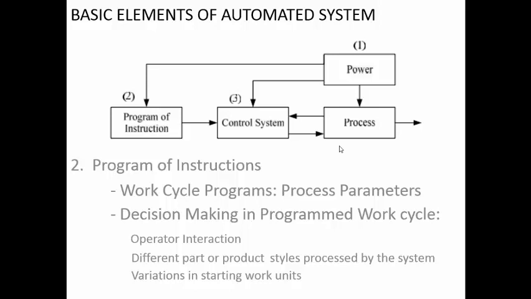So usually if you take a CNC, it will be in the form of a program. The program will be loaded and then it will be decoded, signals will be generated, and the process will be started as per the requirement. Whatever the output of the process is, that will be measured and verified whether it has happened as expected. So program of instructions basically contain the work cycle programs. The work cycle programs means what exactly has to happen, step by step information or instructions which have to be executed.